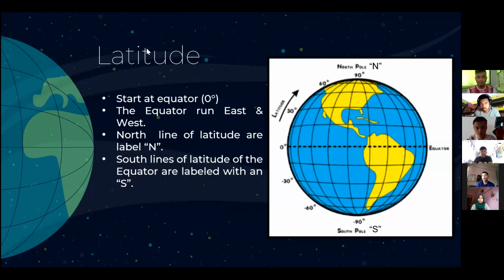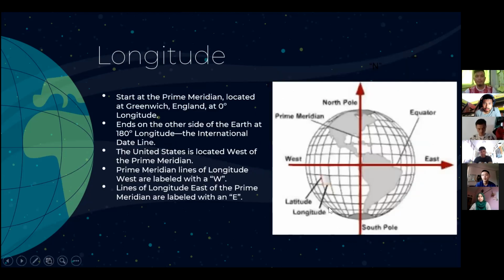For latitude, for your information, latitude starts at the equator at 0 degrees, where the equator runs from east to west, dividing the Earth into two equal parts. Lines of latitude north of the equator are labeled as N, as shown in the picture beside, while lines of latitude south of the equator are labeled with an S, just below the north. For the next slide, longitude, I will pass it to Juliyana. That's all from me. Thank you.